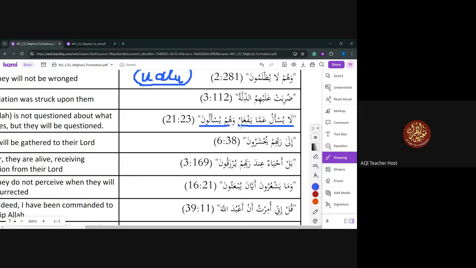Students, can you answer, please? There, the doer is present, so there is no naib fa'il. Wahum is the doer, and yus'aluna is the mansub.